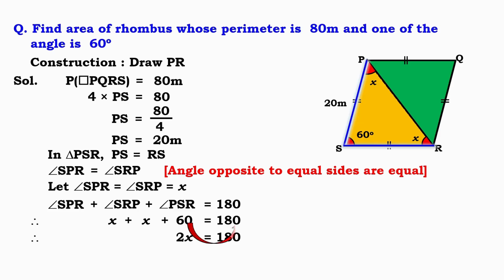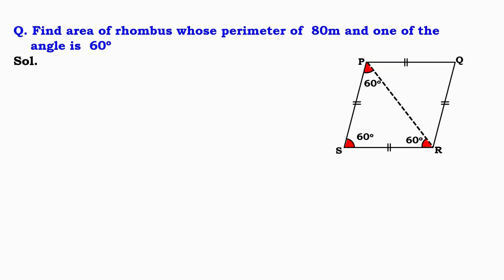So now 2x equal to 180 minus 60, that is 120. So x will be equal to 60 degree. So what we got is all the angles are 60 degree. So that means triangle PSR will be a equilateral triangle.